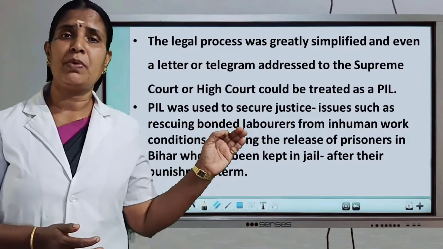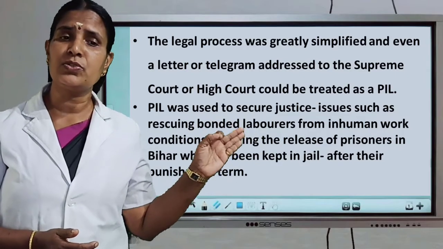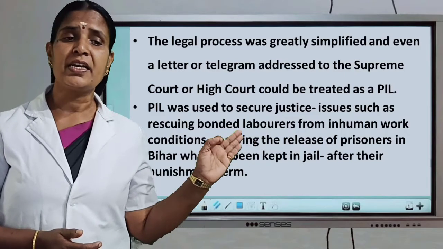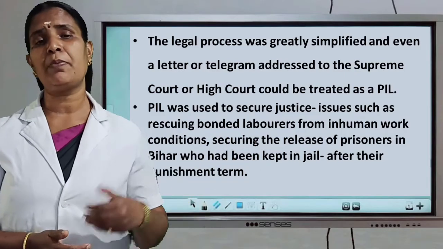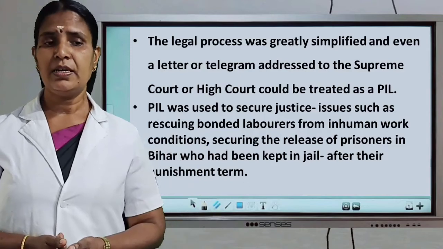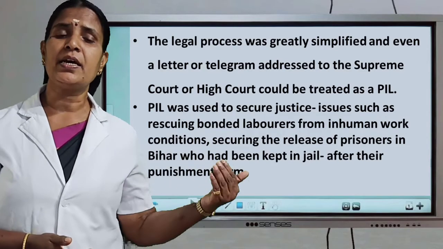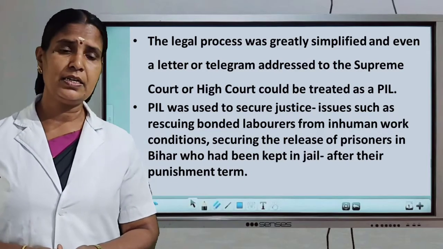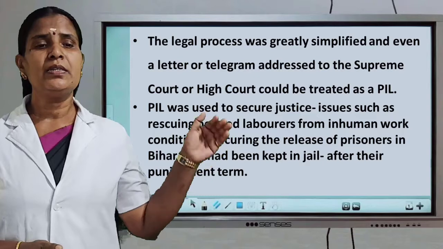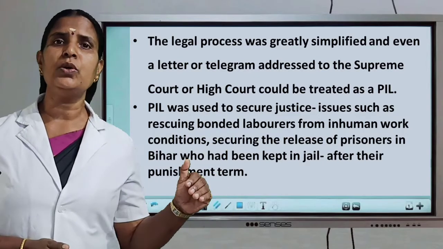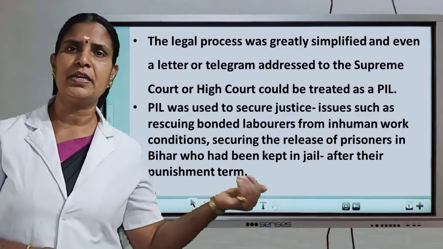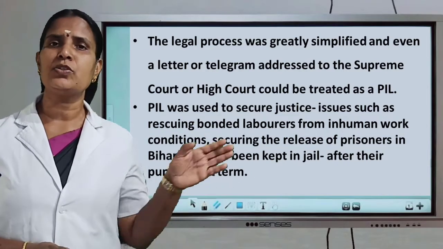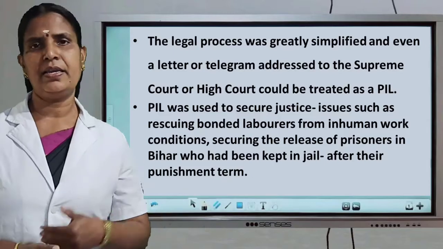PIL, public interest litigation, was used to secure justice in issues such as rescuing bonded laborers from inhuman work. Listen, and securing the release of prisoners in Bihar. One example there: after their punishment term also, they were forced to continue in jail. Against that, some filed a case that was also included in this PIL.